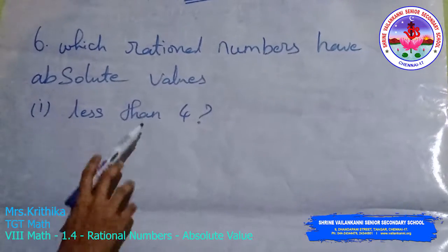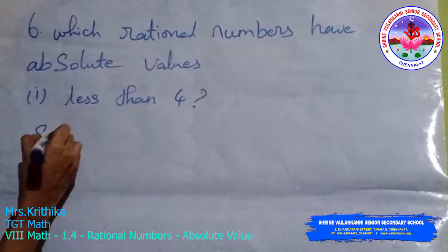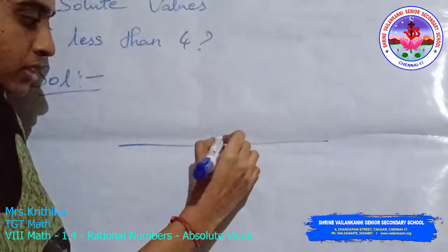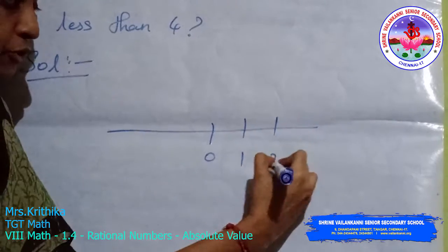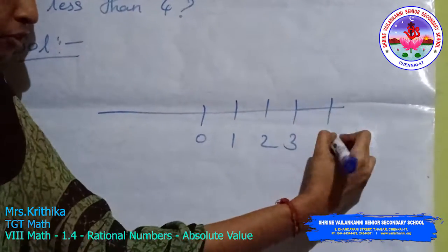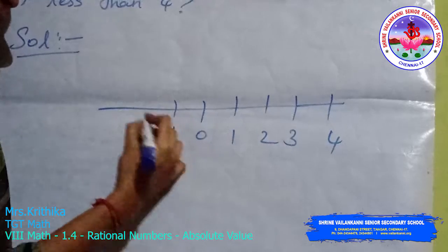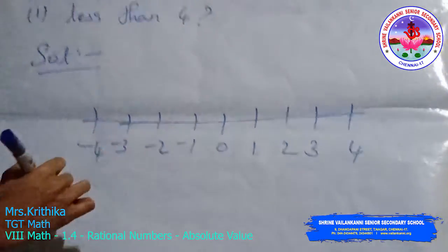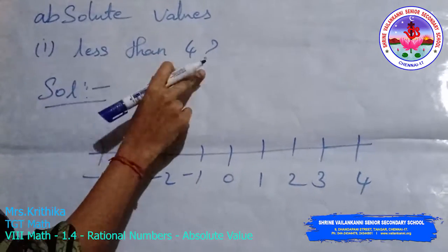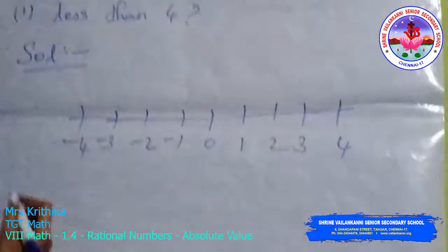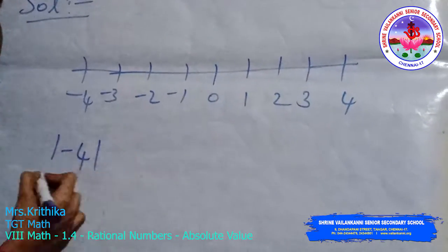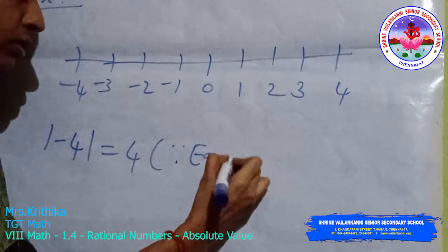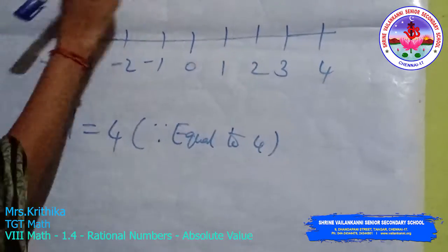less than 4? Solution: draw a number line. 0, 1, 2, 3, 4. Left hand side minus 1, minus 2, minus 3, minus 4. The absolute value of minus 4 is 4. Here it is asking less than 4.